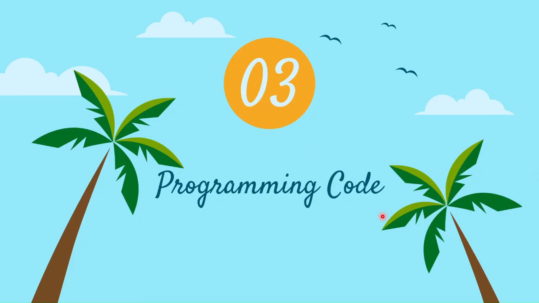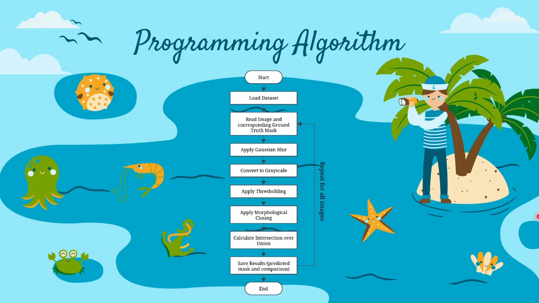Next, we will discuss the section of imaging code. Before that, we will present the algorithm of our program. It begins with loading the dataset, reading the image and corresponding ground truth mask, followed by applying a Gaussian filter, converting to grayscale, applying thresholding, applying morphological closing, calculating IOU, and saving the result. After processing an image, the program will repeat the steps for all images until completion.